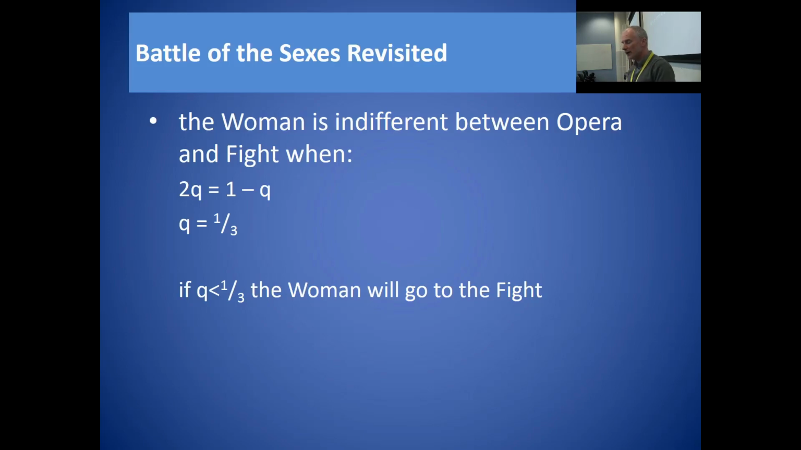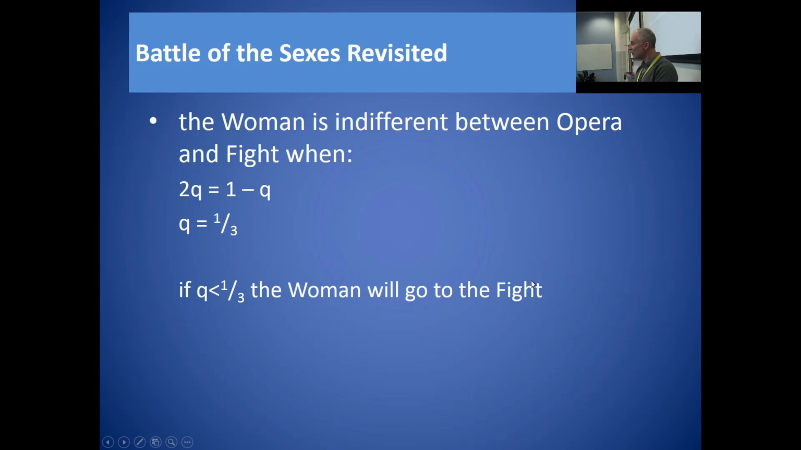Now, last week, I showed you a nice little trick of a way to identify this, because I said when q is less than 1/3, well, let's take a nice easy number. 0 is less than 1/3. So let's take that extreme. So when q equals 0, the expected payoff to the opera is 2 times q, is 2 times 0. So it's 0. However, when q equals 0, the expected payoff for the prize fight is 1 minus 0. So it's 1. So going to the prize fight gives a payoff of 1. Going to the opera gives a payoff of 0. What's the woman going to do? Always go to the prize fight. That's what we've got here.